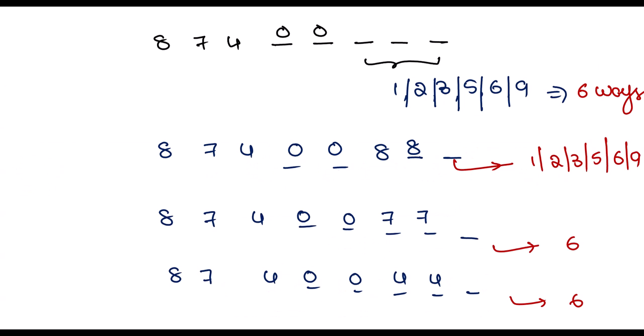Here, sir, why did you keep a 6 here? Why did I keep 6 here? It can be 1, 2, 3. Same logic: it can be 1, 2, 3, 5, 6, 9. One of those. So 6 ways, 6 ways, 6 ways. So in total, 24 ways. Any other thing missing? We are satisfying that logic.